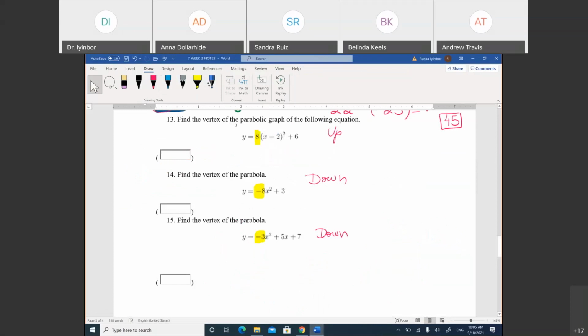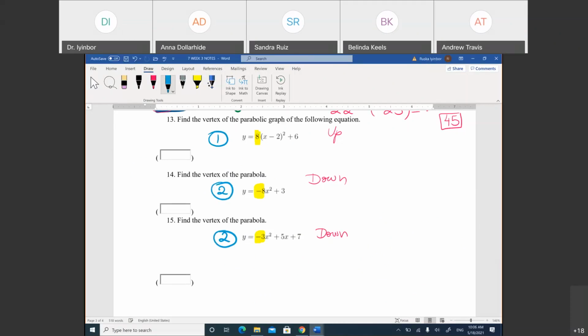Okay, so let's see which given equation looks like formula 1. So you look at 13, 14, and 15. Which one looks like number 1? 13. 13 is formula 1. That's right. How about 14? Is it 1 or 2? How about 15? It's 2. And 14 is 1 or 2? 2, okay.